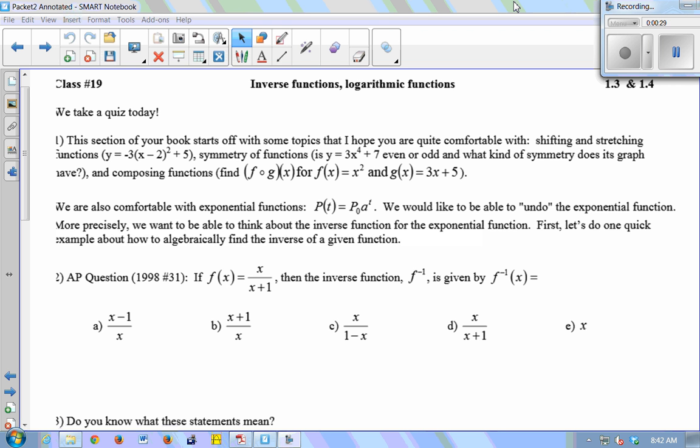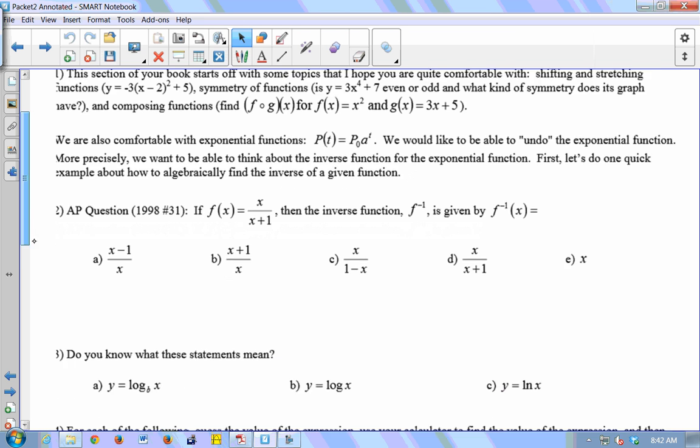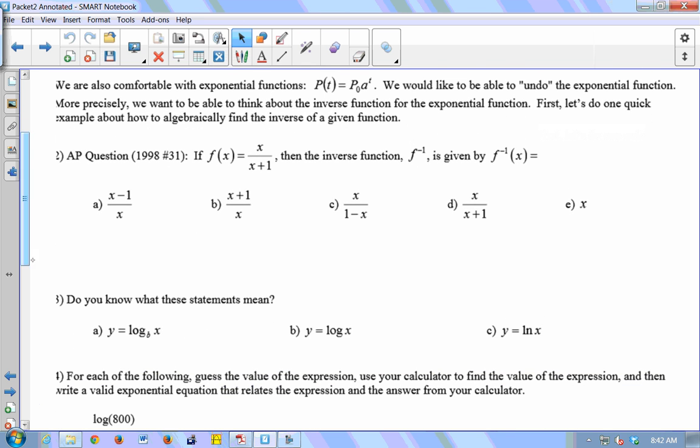Okay, so moving on to thinking about the exponential, which we've also already reviewed. Today we're going to talk about how to undo the exponential function, or more precisely, we want to be able to think about the inverse of the exponential function. So first we're going to do one quick example, how to algebraically find the inverse of a given function.